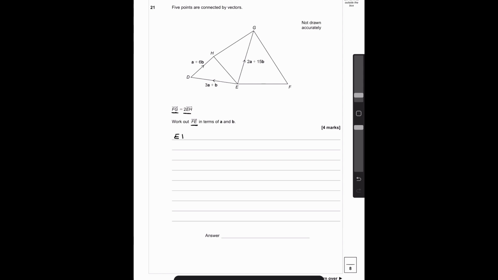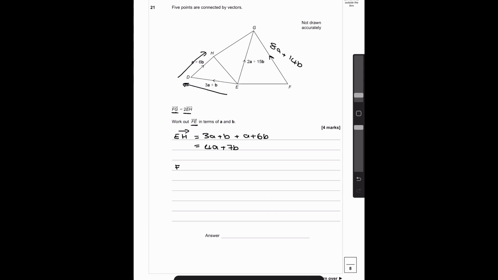So E to H is E to D and D to H. This means that we have 3A plus B plus A plus 6B. This gives us 4A plus 7B. We know F to G is twice as big, so we know F to G must be 8A plus 14B.